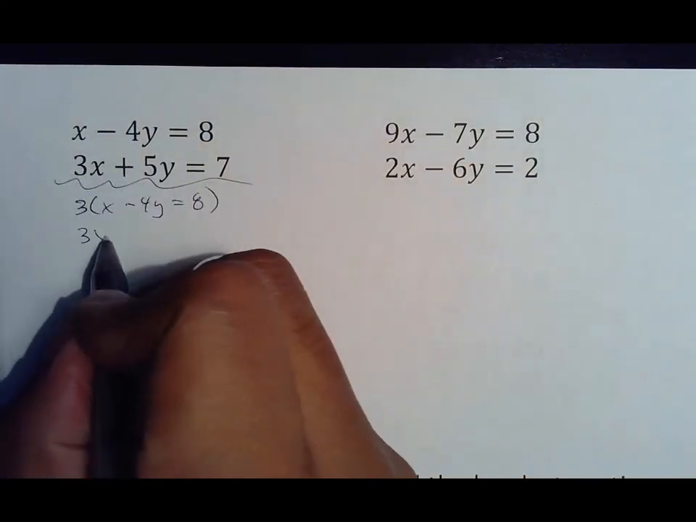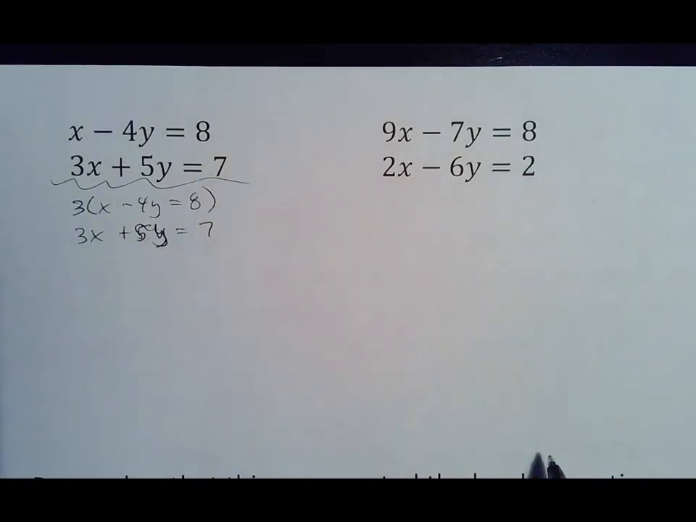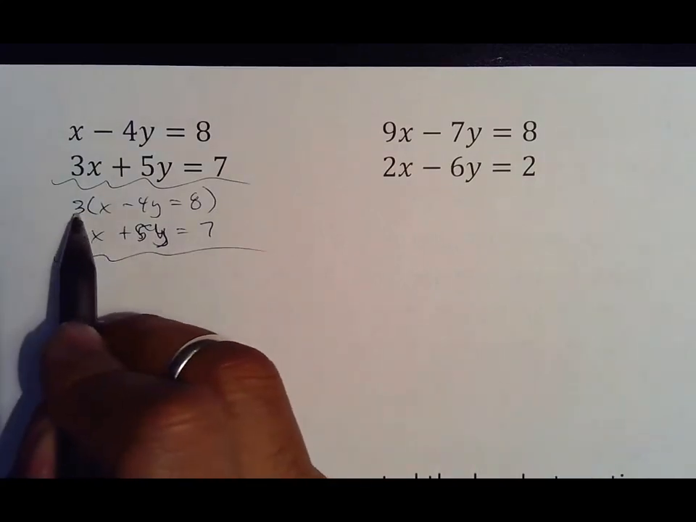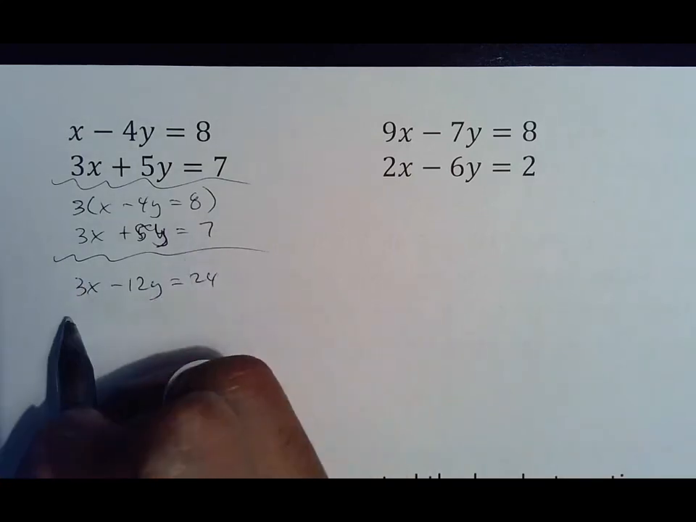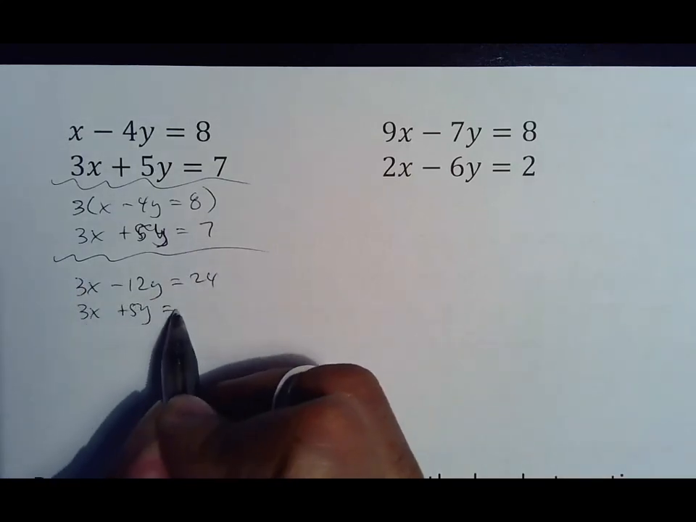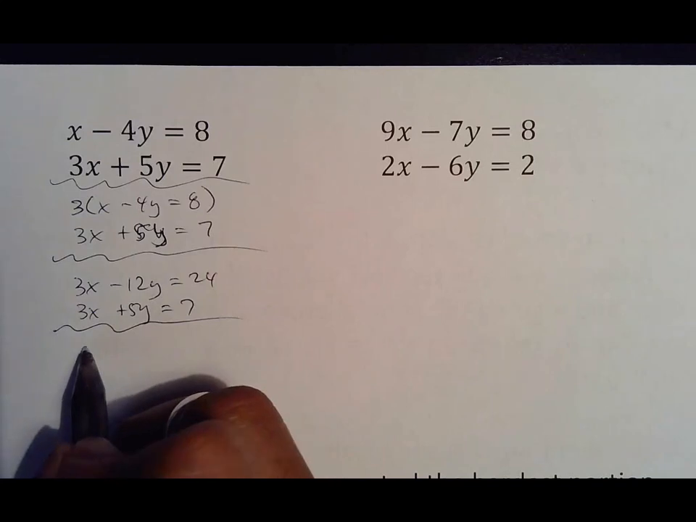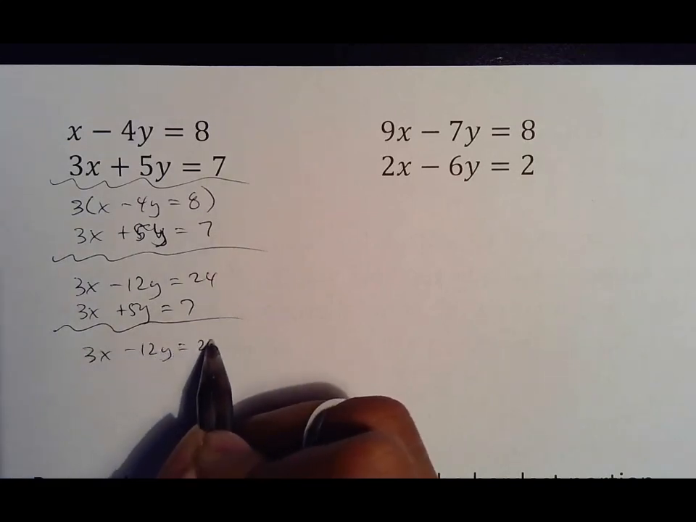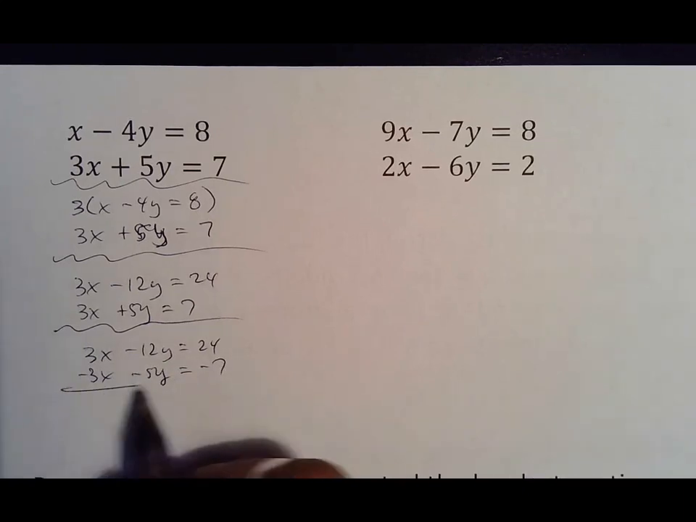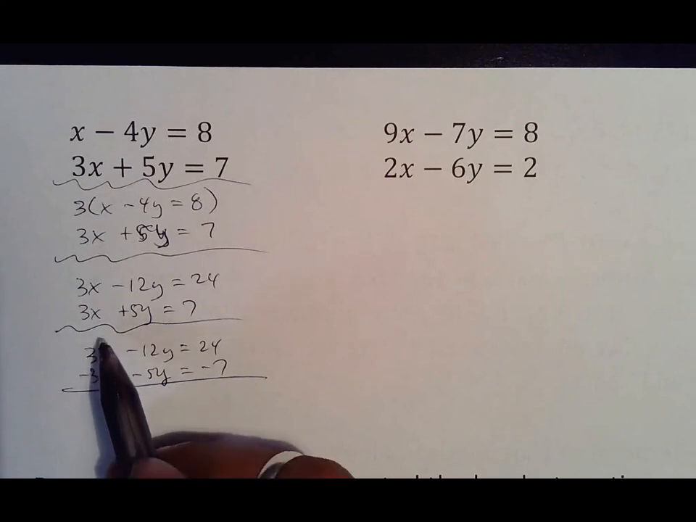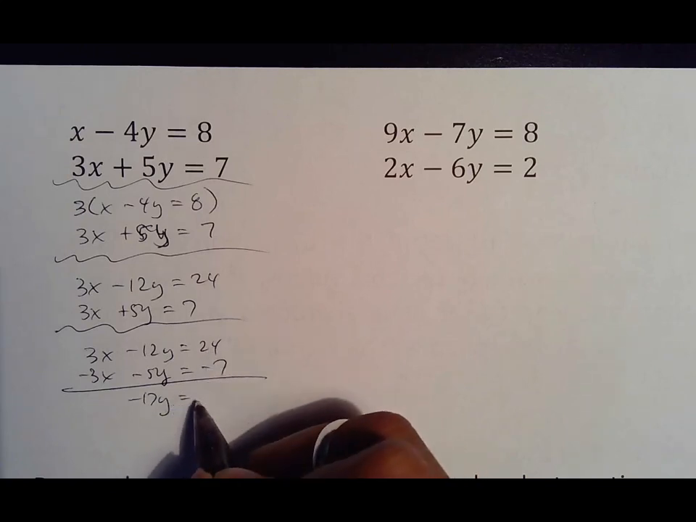Because this already has a 3, we leave the bottom alone. We then will distribute, getting 3x minus 12y equals 24. Leave the bottom alone, 3x plus 5y equals 7. Again, our next step is to switch the bottom row, so 3x minus 12y equals 24. Negative 3x minus 5y, negative 7. And the last thing we do is put our terms together, getting no x's, that is negative 17y and 17.